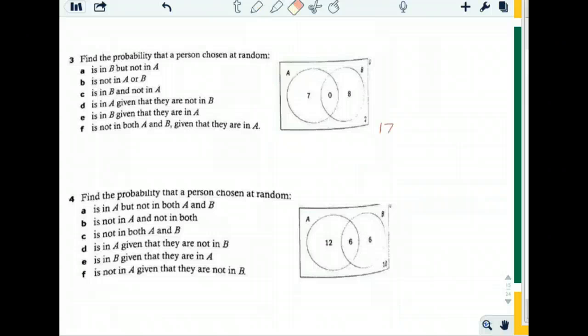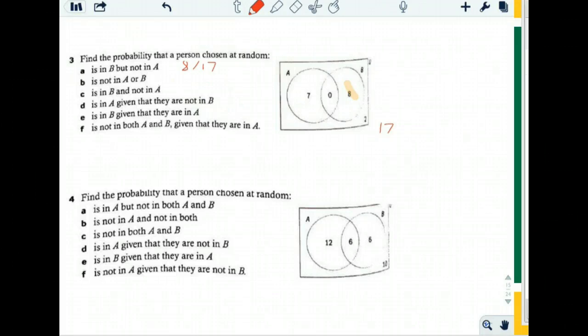Now we're going to do problem 3. Find the probability that the person chosen at random is in B but not in A. So let's see. Is in B but not in A. So those would be those 8 people, right? So that would be 8 out of the total of 17.